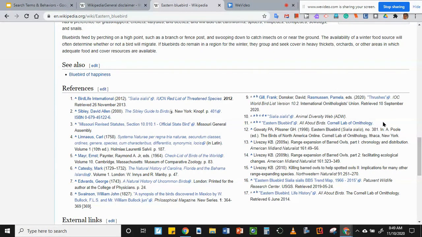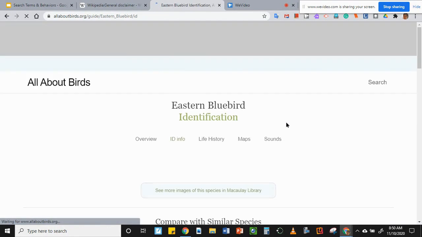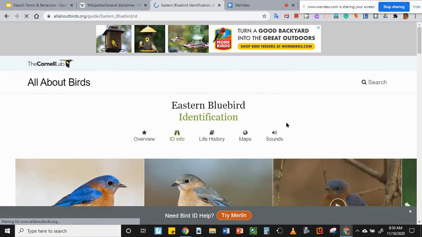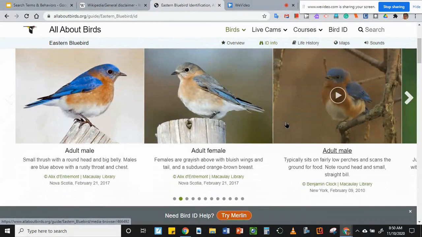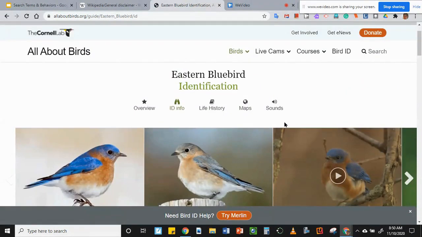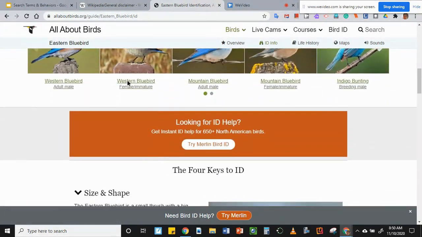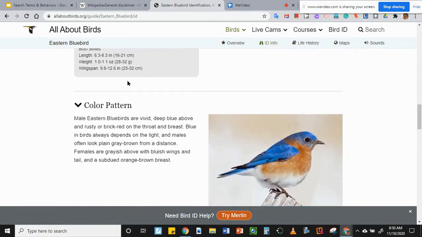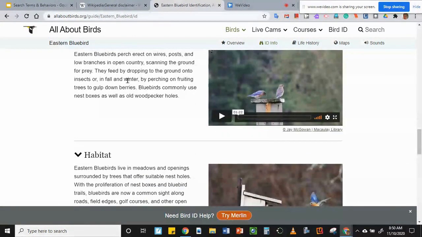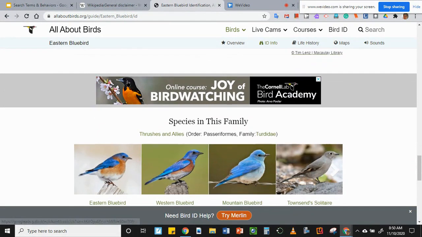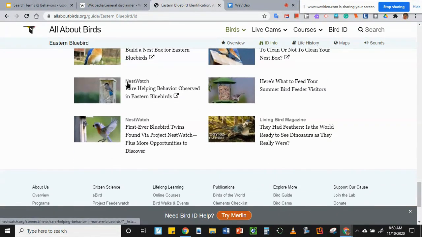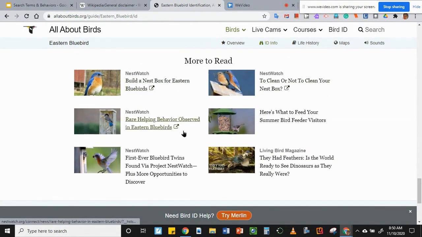Now, Cornell is a research university. So I'm going to go here as a resource and see if this is something that would help me. So this is from the Cornell University Lab, and this is going to help me learn more about bluebirds. So this perhaps might be one of the sites that might be useful to me. Okay, and there's lots more that I can learn about them from that website.